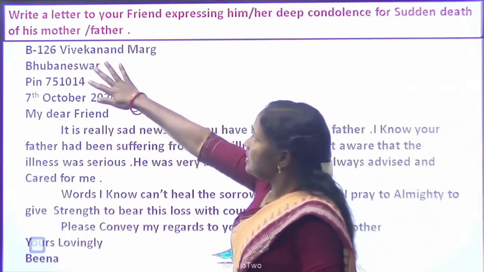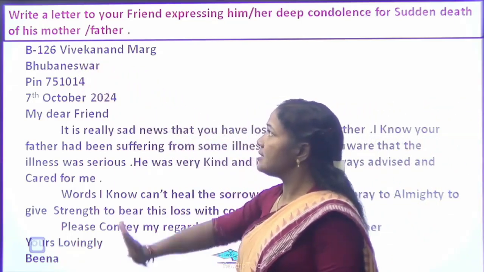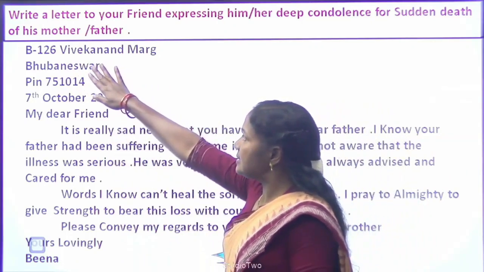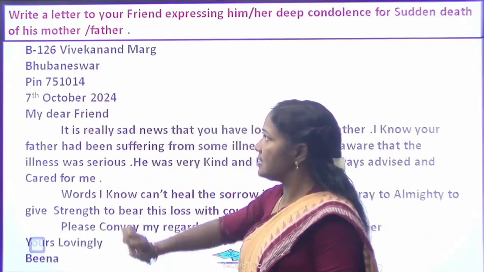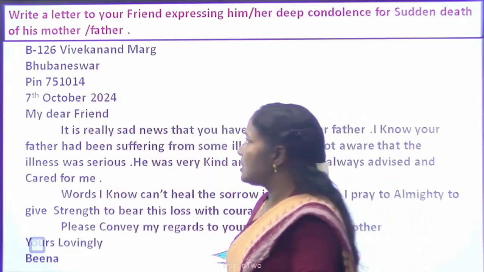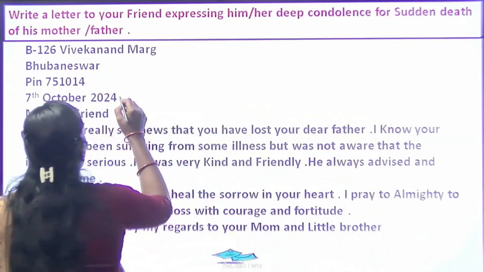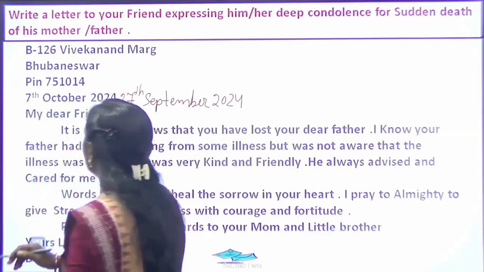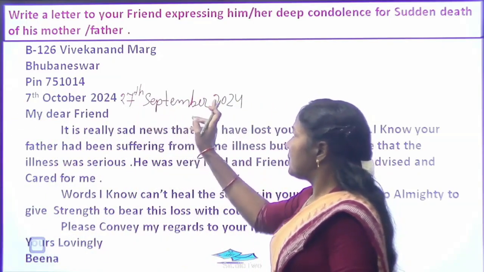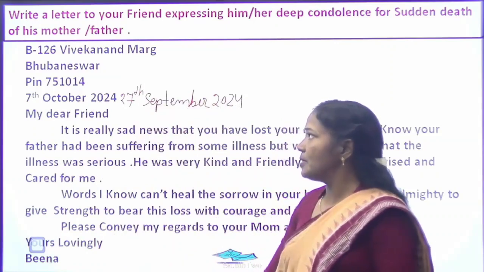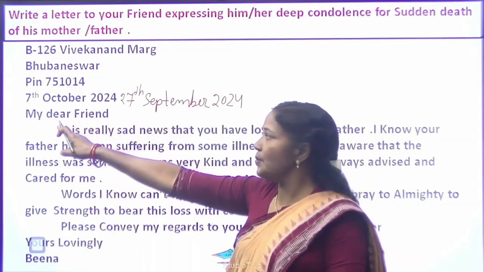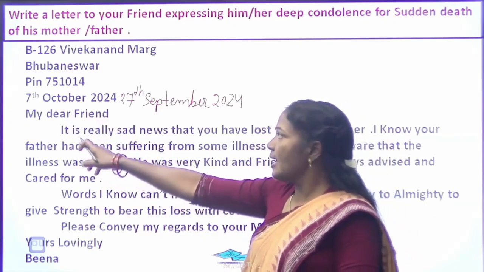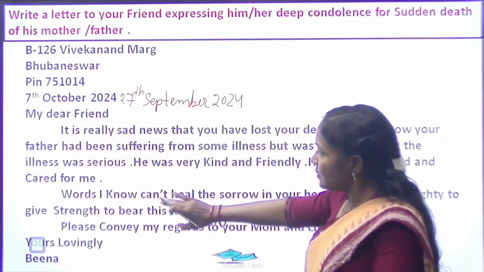This is what first number, sender's detail. Okay, this is the sender's detail. Then comes the date. I have put 7th October. Suppose today I am writing, then I have to write 27th, today's date, 27th September 2024. Then the third part is salutation. My dear friend. Then I start paragraph 1, 2, 3.